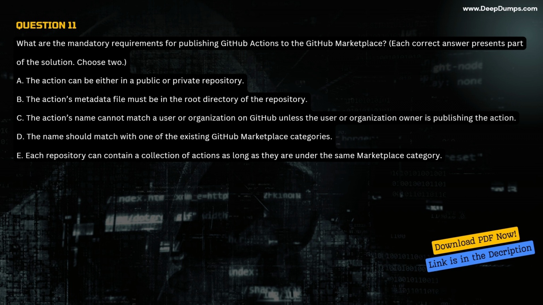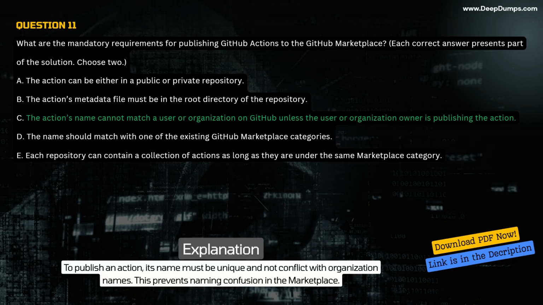Correct answer, C. The action's name cannot match a user or organization on GitHub unless the user or organization owner is publishing the action. Explanation. To publish an action, its name must be unique and not conflict with organization names. This prevents naming confusion in the marketplace.